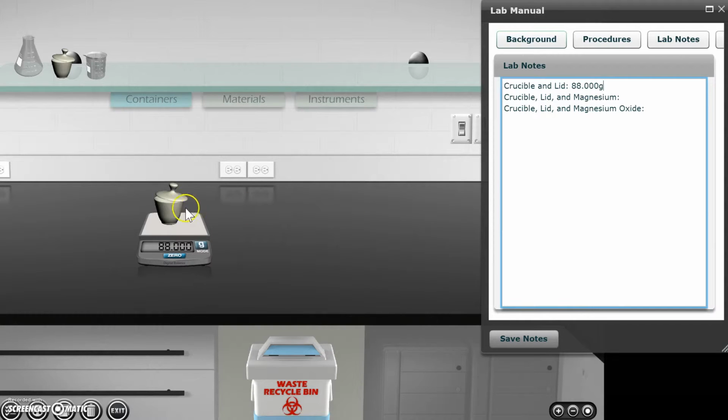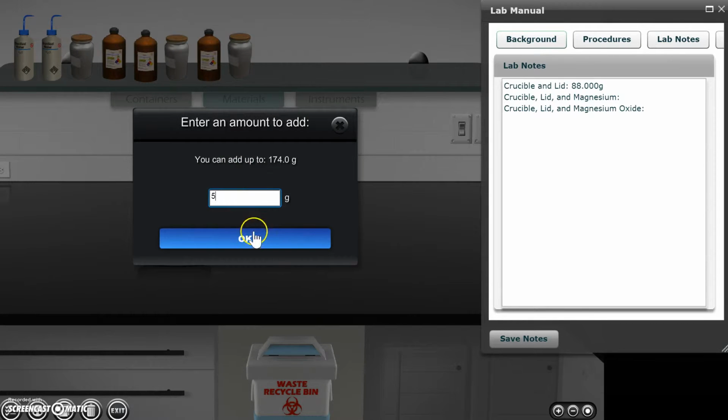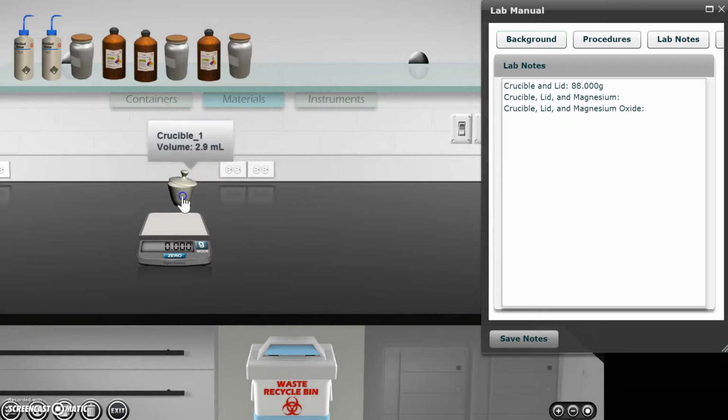We will then remove the crucible from the balance and add 5 grams of magnesium to the crucible from the material shelf. We will then place the crucible on the balance and record the total mass of the crucible and magnesium. In this case it is 93 grams.